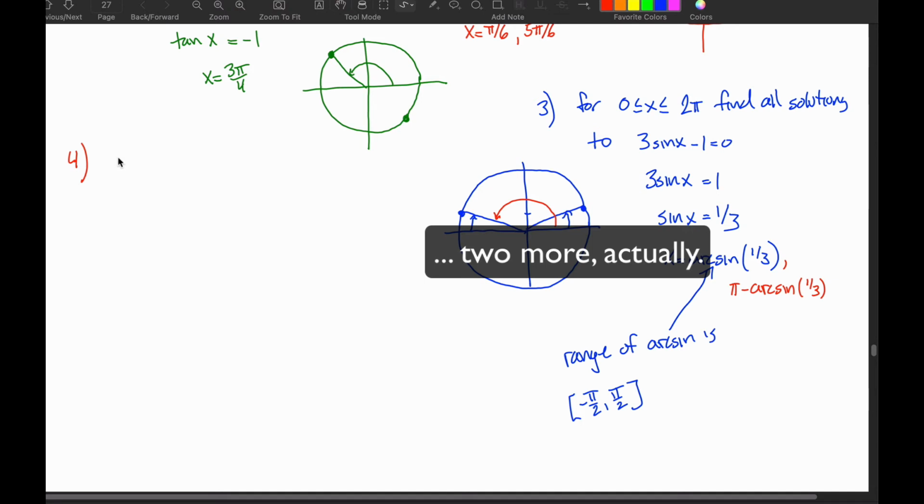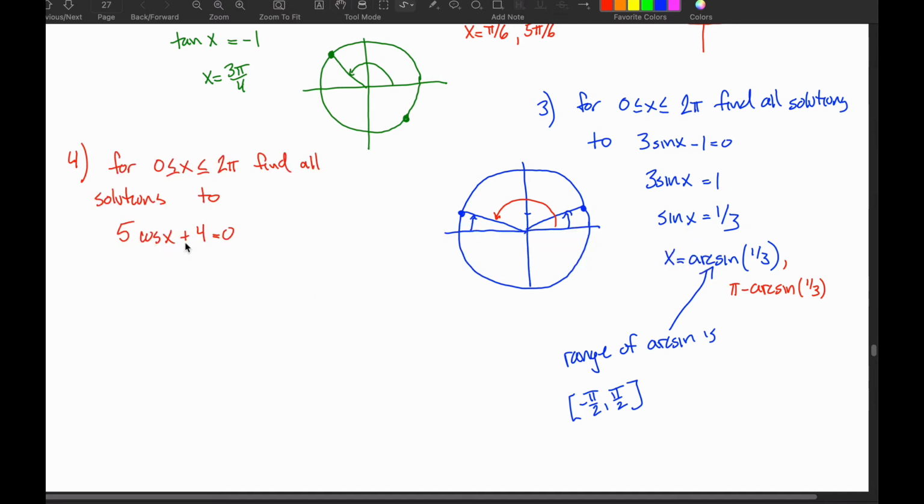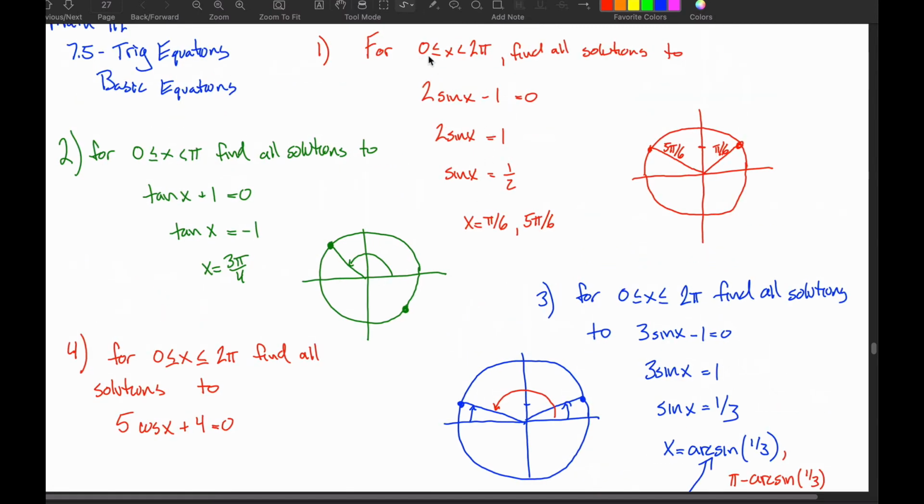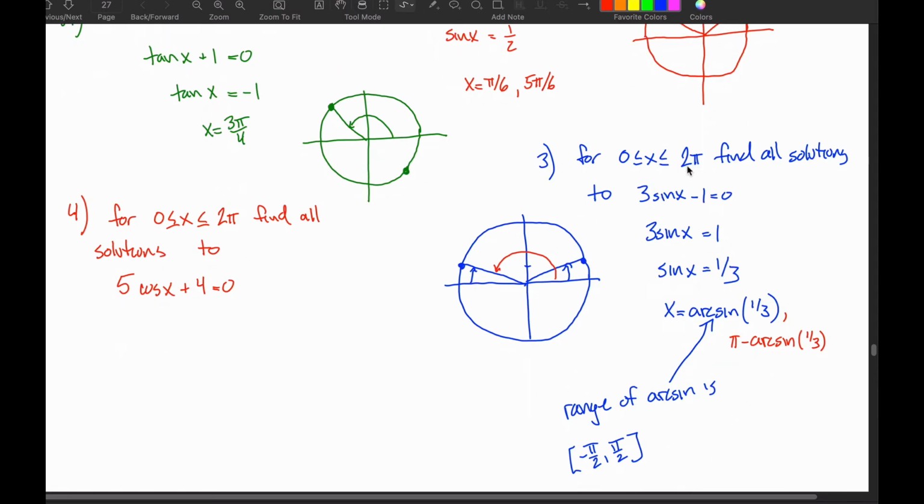Let's do one more. This time my equation is 5 times the cosine of x plus 4 equals 0, and my range is again from 0 to 2 pi. It's worth pointing out that typically it'll be restricted from 0 to 2 pi, not including 2 pi. I put a less than or equal to sign here. It really doesn't matter because 2 pi itself isn't a solution here or here, so it makes no difference. But just in case you ever saw an equation where 2 pi itself was a solution, what I should do is rewrite these so that they're strictly less than 2 pi.